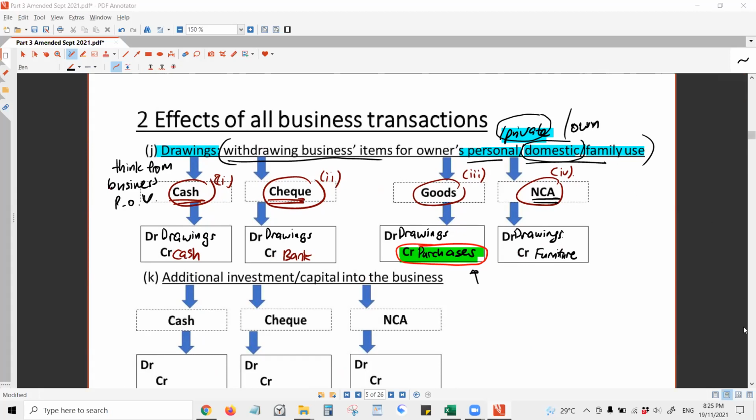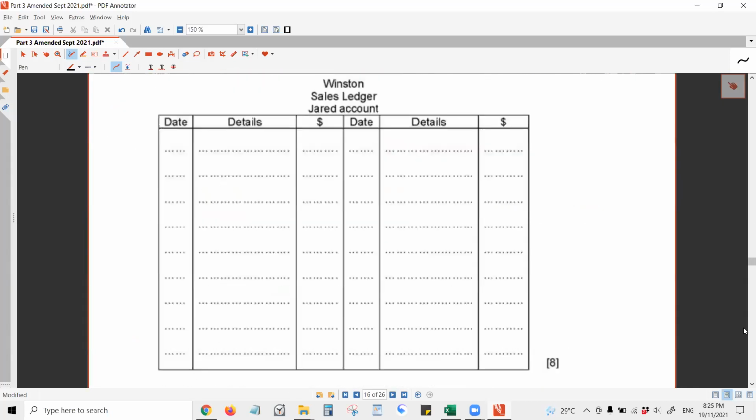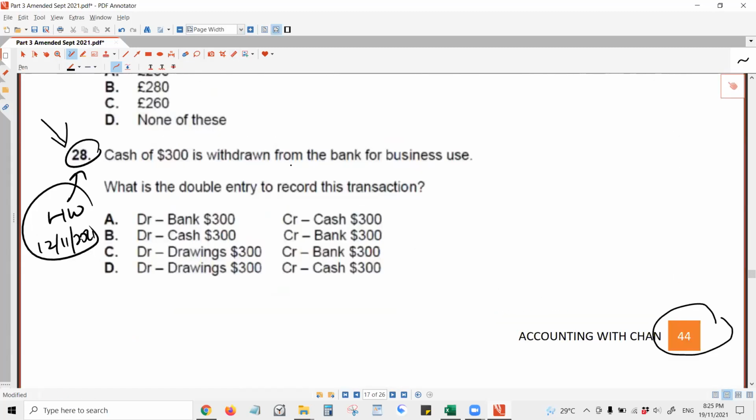But see the question again. Do you have the word personal? Is it telling you that it's using the thing personally? No, right? They say cash of 300 is withdrawn from the bank for business use. They don't have the word personal, and they also told you that it's for business use. Therefore, C and D are for sure out. So which is the answer? From the bank, so the money in the bank will go down. Answer is B.